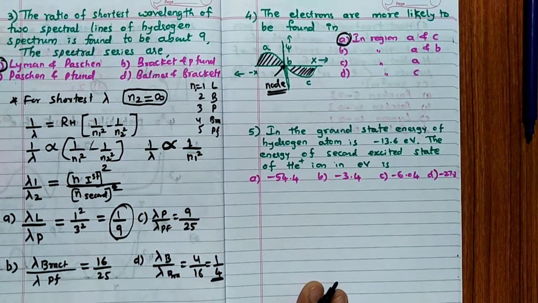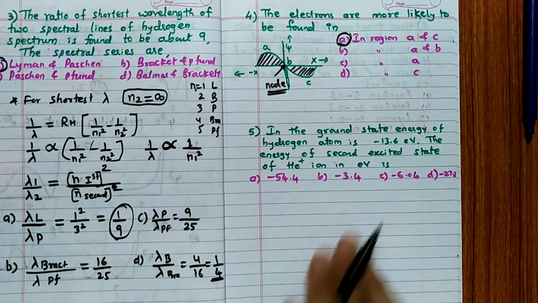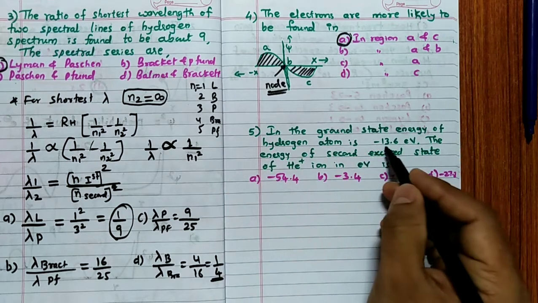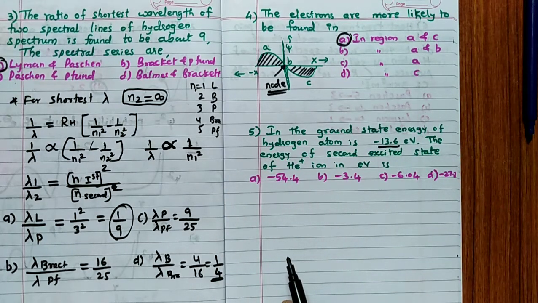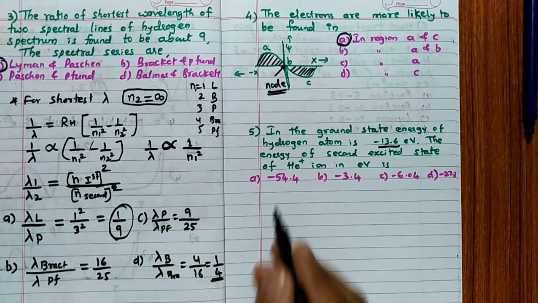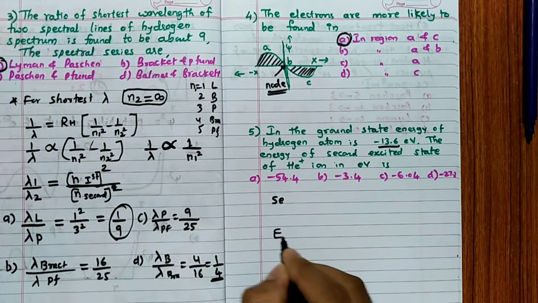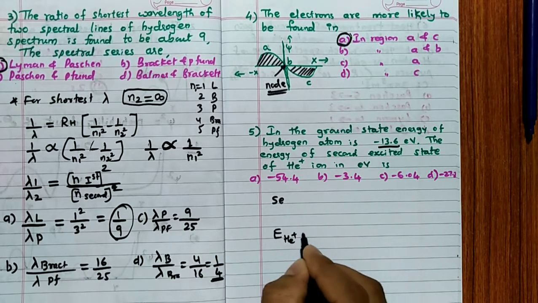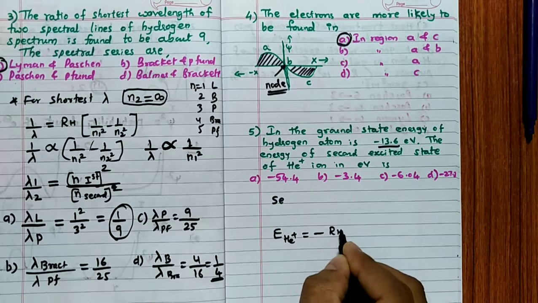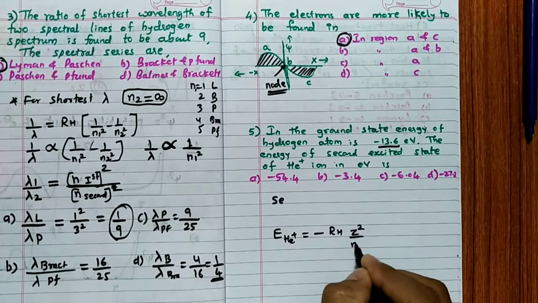Then fifth one. See, fifth one, you can see, in the ground state the energy of the hydrogen atom is given as minus 13.6 electron volt. The energy of the second excited state of the He plus ion in electron volt is. See, very important thing is, we know the formula. The formula we have: E of He plus is minus RH into Z square divided by n square.